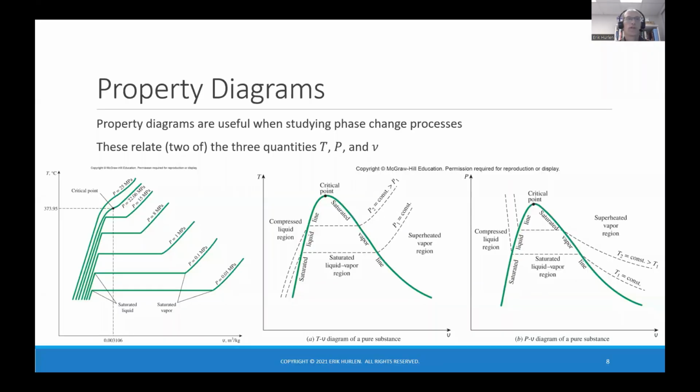The properties of the substance over the entire spectrum of the phases can be found in property diagrams. These are usually presented in 2-dimensional graphs relating 2 out of the 3 state properties of temperature, pressure, and specific volume. Here are some examples. This first one on the left, having a bunch of curves relating temperature and specific volume for several values of pressure. Note that this line here corresponds to roughly atmospheric pressure, of 101 kilopascals. And this is the same curve we just saw a few slides ago. This graph, though, has other lines for other pressures as well.